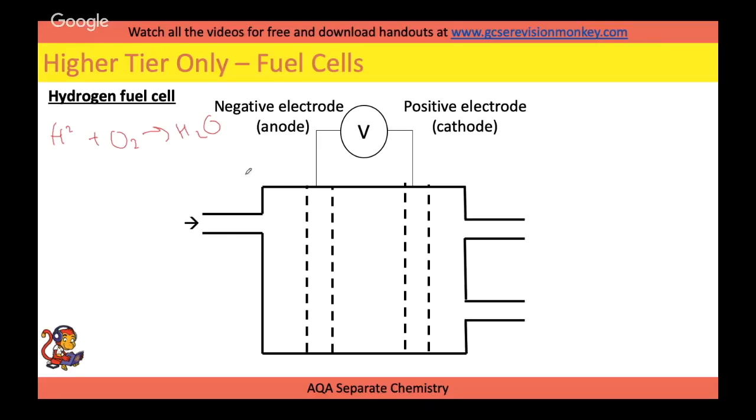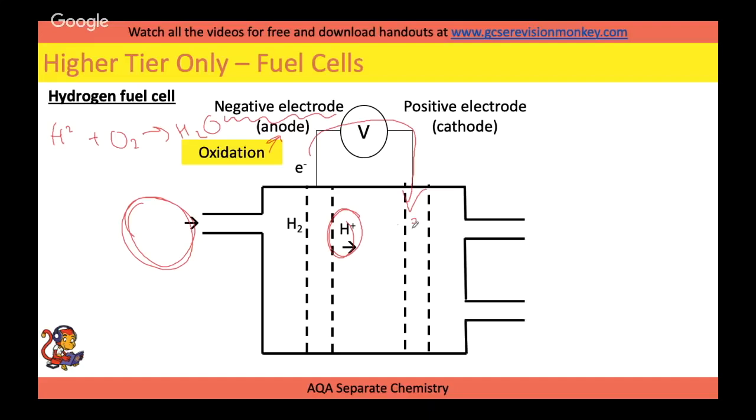So let's look at what it looks like. It's the opposite of electrolysis in that the negative electrode this time is the anode and the positive electrode is the cathode. So hydrogen comes in and it goes to the negative electrode and it will give away electrons to turn into hydrogen ions. So this is called oxidation. Oxidation always happens at the anode, whether it's electrolysis or fuel cells. Okay, so oxidation is loss of electrons, hydrogen is losing electrons. So electrons are produced and they will go round the circuit like so and end up over here.